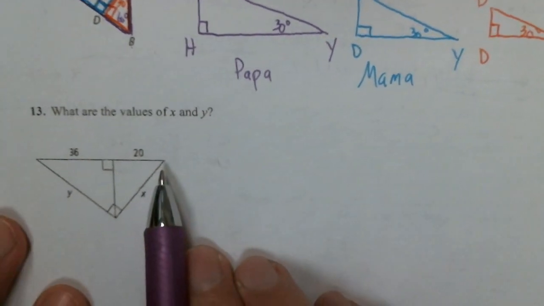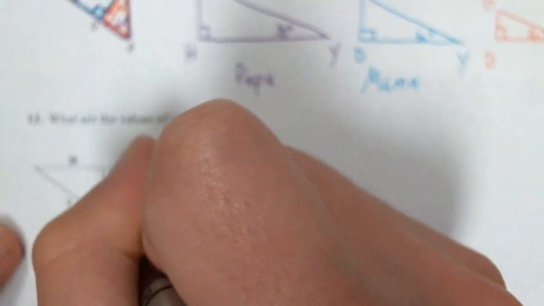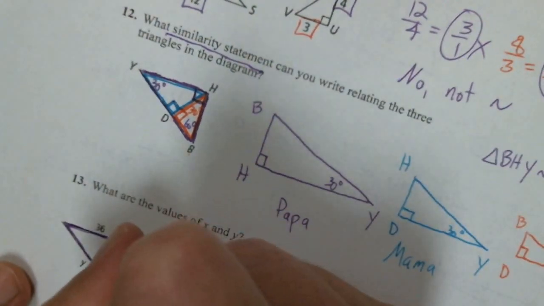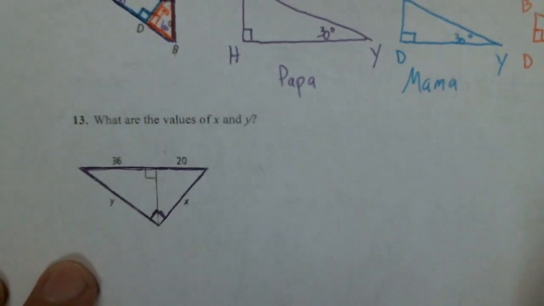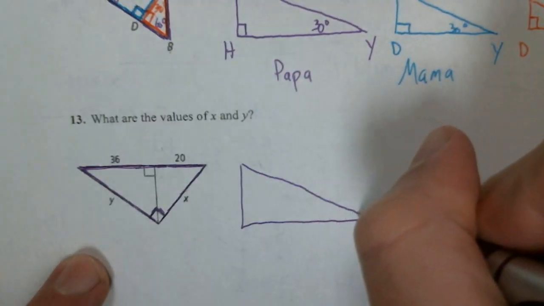Okay, last one here, home stretch. Number 13, what are the values of X and Y? So once again, just like the previous problem, let's go Papa, Mama, Baby. I'll stick with the same colors to be consistent. So here's the box for the purple Papa triangle. I'll redraw them just like I did for the previous problem.